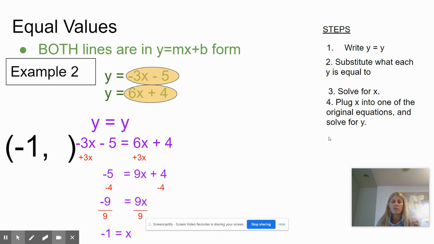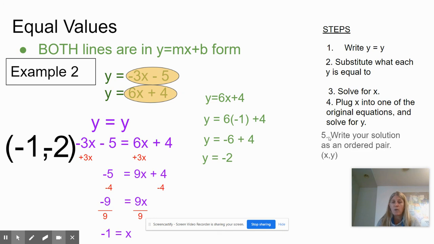My next step, I'm going to take that x and plug it into one of the two original equations. It doesn't matter which one, they're both already set up as y is equal to, and I'm solving for y. So pick whichever one you prefer. You're going to get the same answer either way. I picked y equals 6x plus 4 because I like dealing with those positive numbers. I'm going to plug in negative 1 for x and then go ahead and solve. Y is equal to negative 6 plus 4. Y is equal to negative 2.